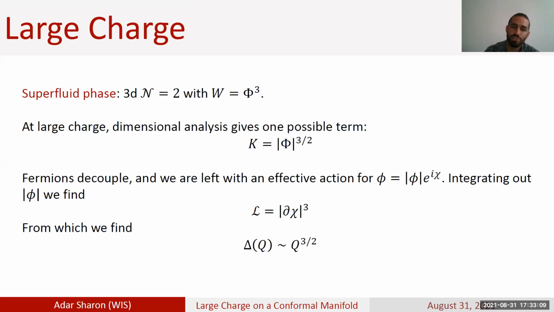Using the charge fixing condition and the equation of motion, we can read off that Delta of Q goes like Q to the 3 halves from this effective action. This exactly matches what we call the superfluid phase. So this is d over d minus 1 for a 3-dimensional theory.